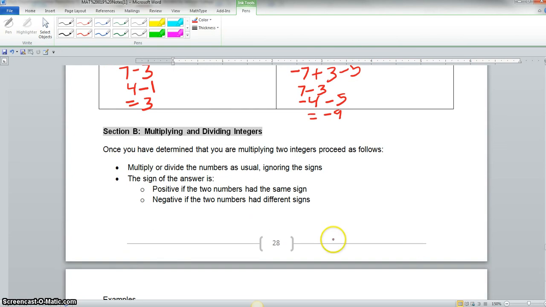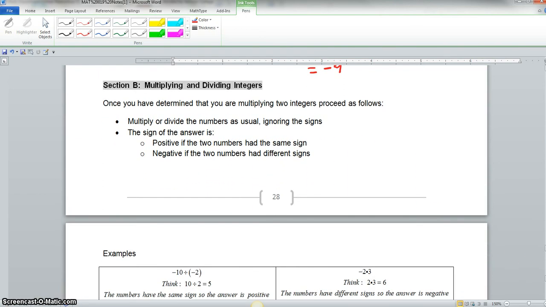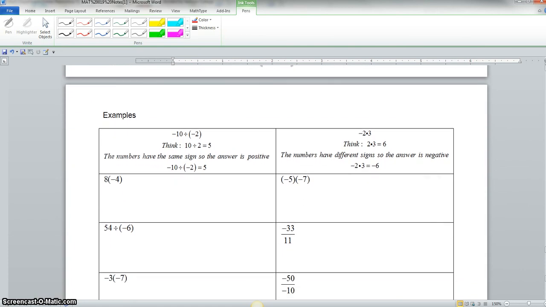Now we come to section B. It says multiplying and dividing integers. Once you have determined that you are multiplying two integers, proceed as follows. Multiply or divide the numbers as usual, ignoring the signs. The sign of the answer is positive if the two numbers had the same sign, negative if the two numbers had different signs. Okay, so here we'll take a quick look.